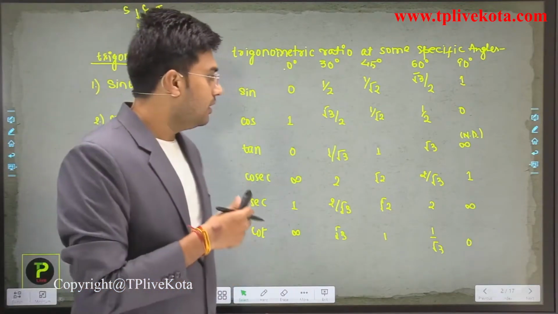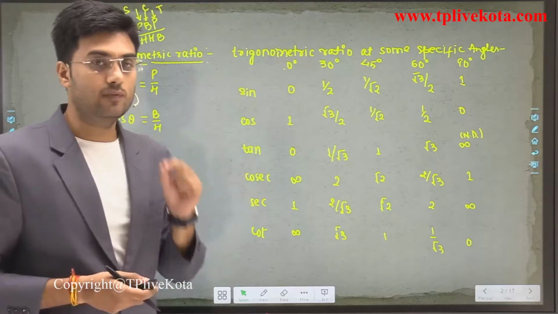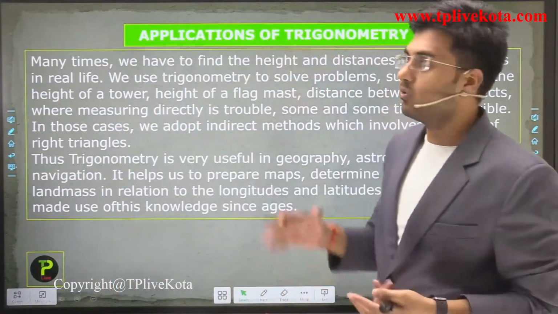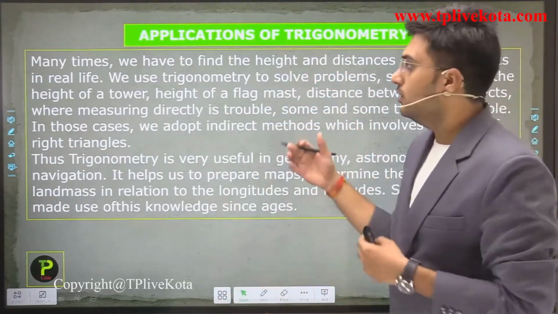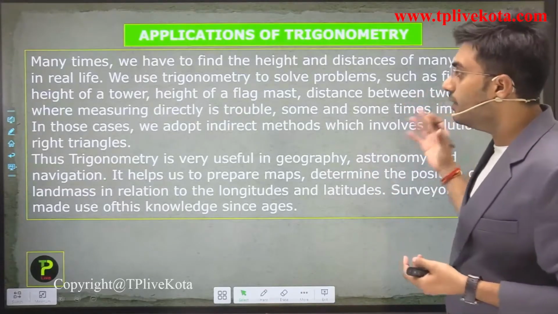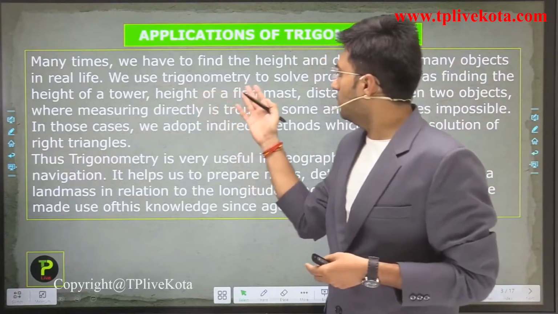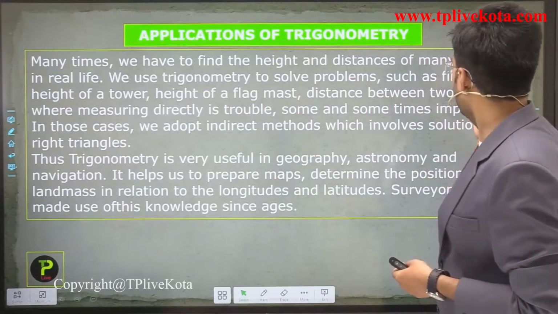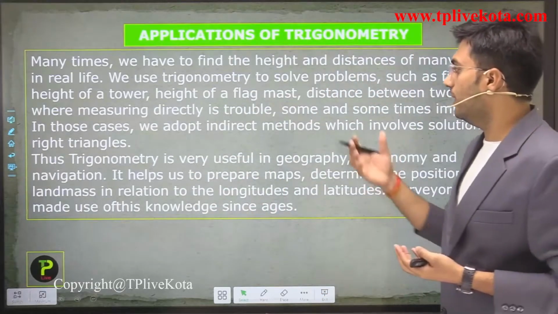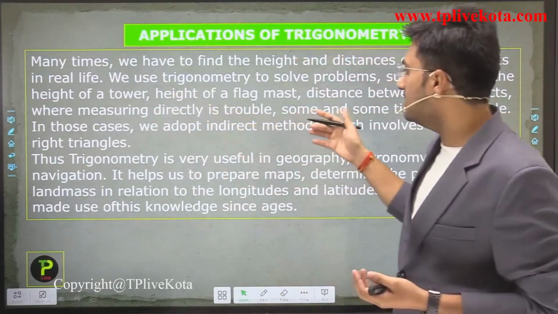Clear? So students, now after this let's start the introduction of this chapter. In this chapter we discuss the application of trigonometry. Many times we have to find the height and distance of many objects in real life. We use trigonometry to solve problems such as finding the height of a tower, finding the height of a flag mast, and the distance between two objects where measuring directly is troublesome.